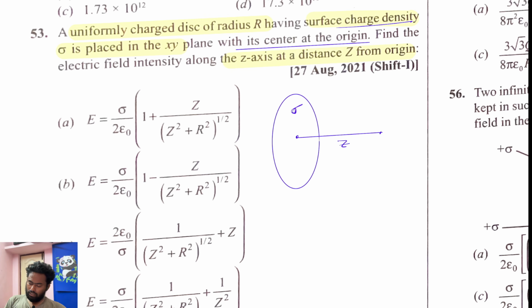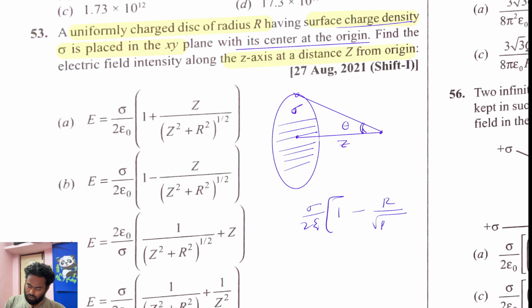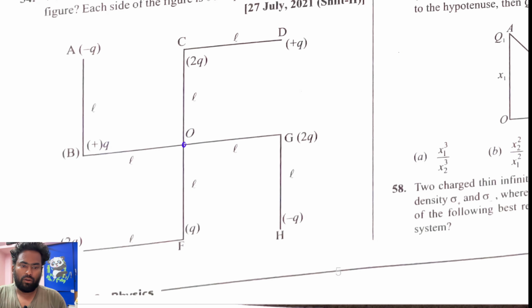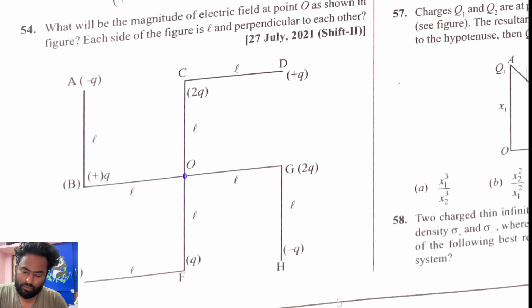Okay, so the electric field due to a disk is given by the formula sigma by 2 epsilon naught into 1 minus cos theta. When you join the circumference to this point, the angle will be theta, so cos theta will be z by root over r square plus z square. Sigma by 2 epsilon naught times 1 minus, sorry, cos theta, no, z. It will become z upon root over r square plus z square. Option number B. Okay, so let's see the next question.